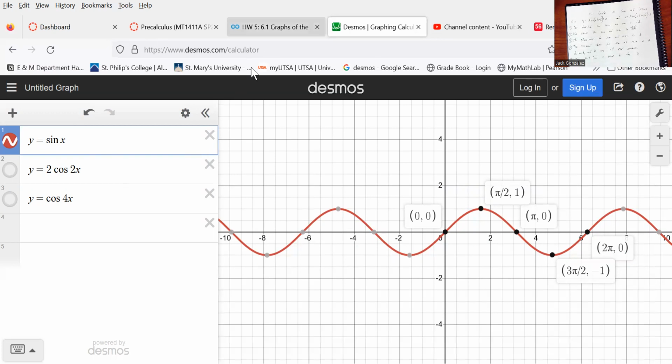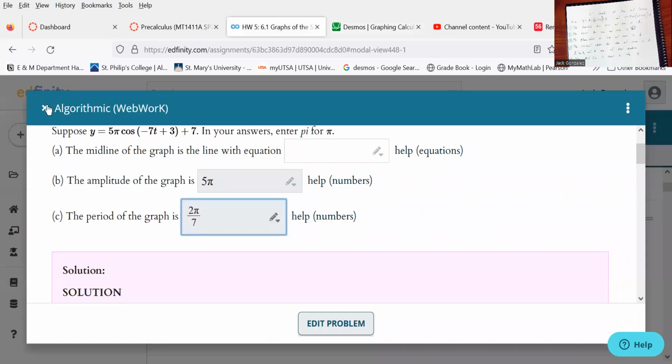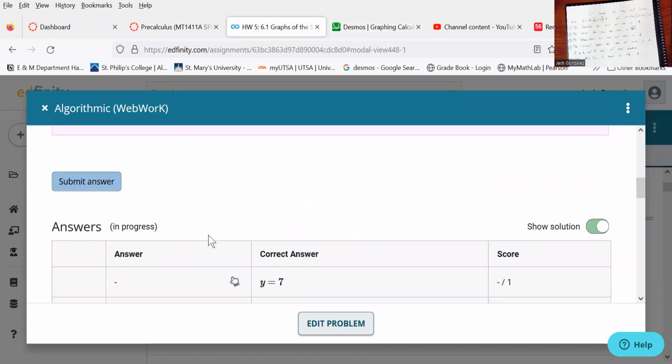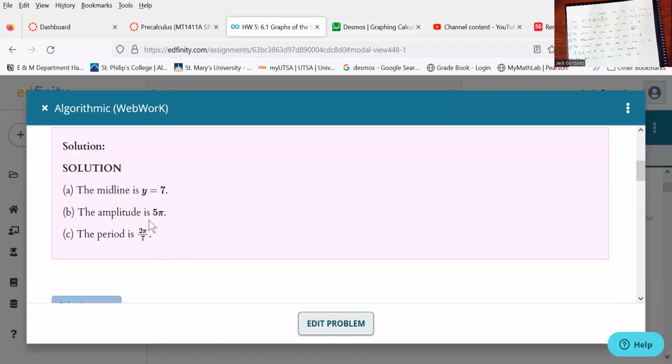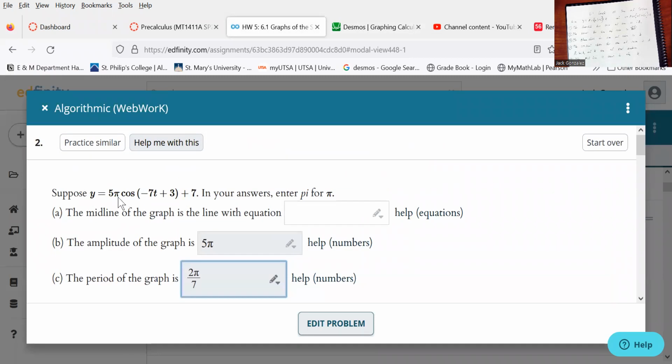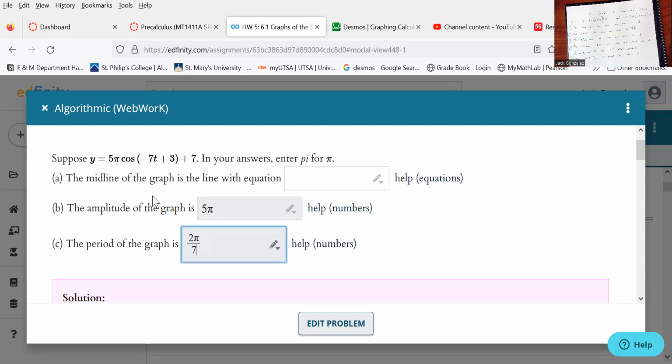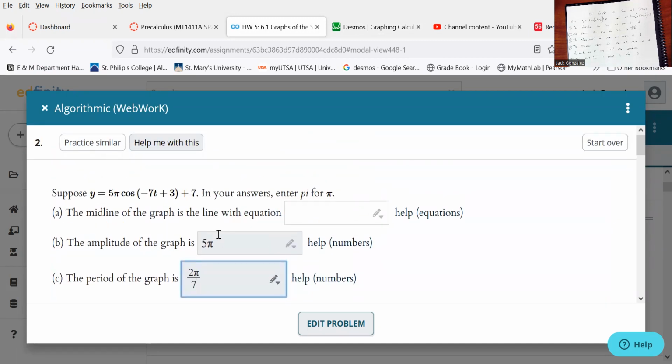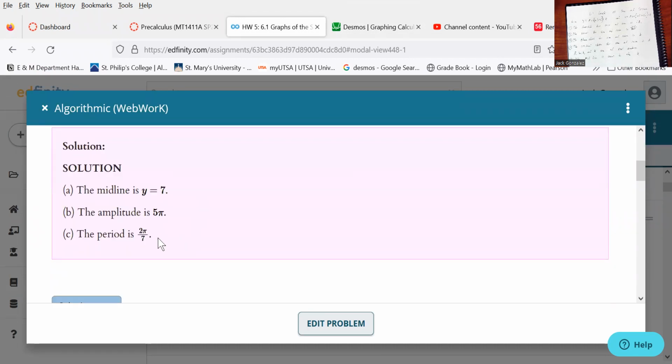All right. On this question, they said, what is the amplitude? 5 pi, right? That's the number in front. Absolute value of -7 is 7, so it's going to be 2 pi over 7 for the period. And the midline is whatever's out here. 7. Midline is 7. Y equals 7. You have to put that y equals part, okay, because it's a line equation.